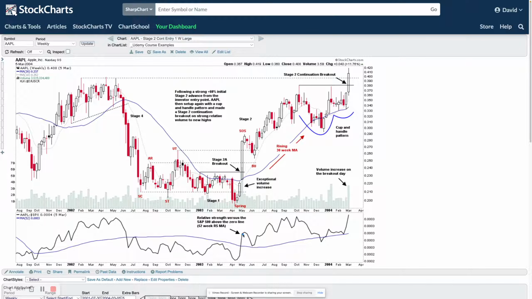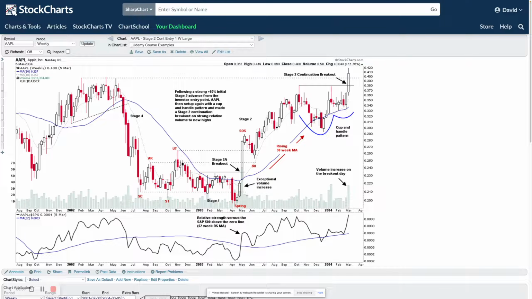So at this point, it had moved quite strongly across the zero line here, and at the breakout level it just started to move above the zero line, the 52 RSMA, and started to outperform the S&P 500. And there was an exceptional volume increase. But let's go back in time a little bit.